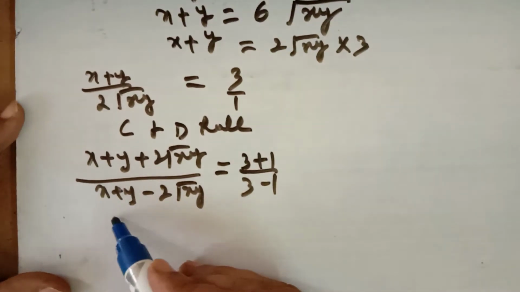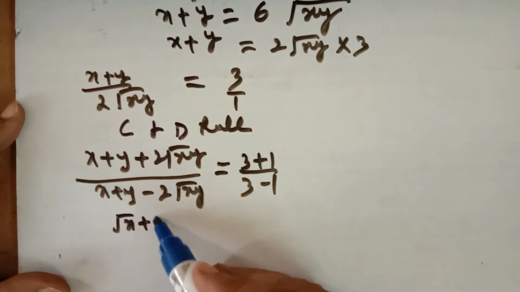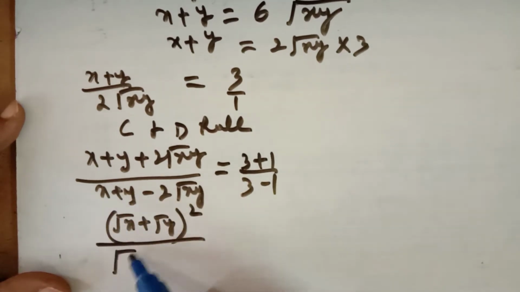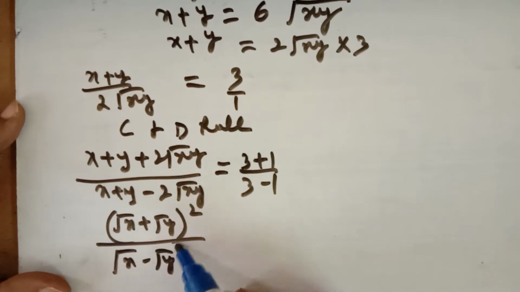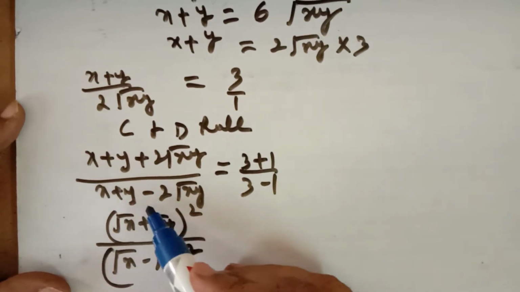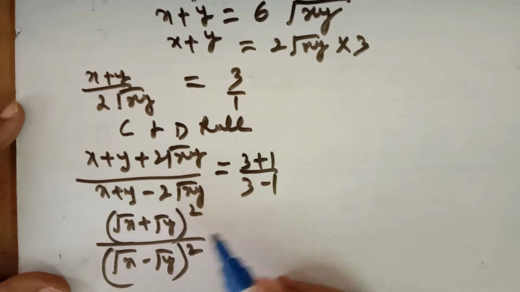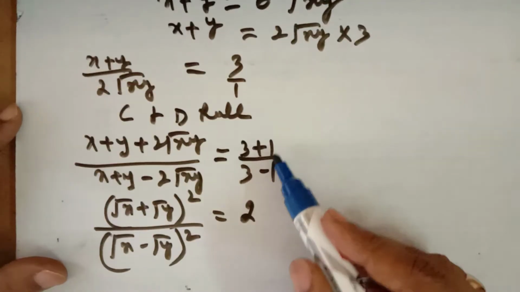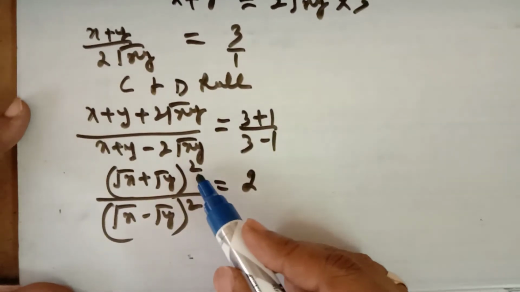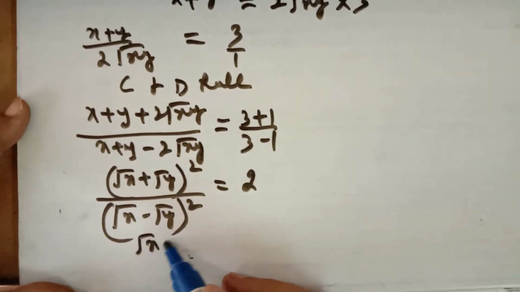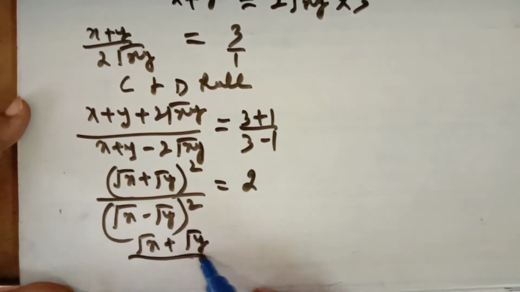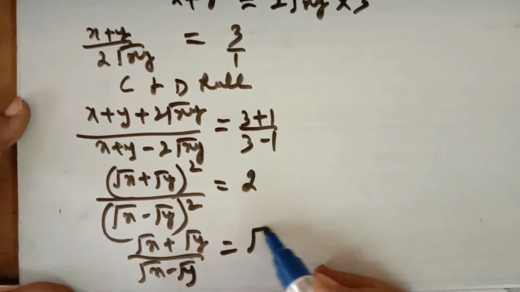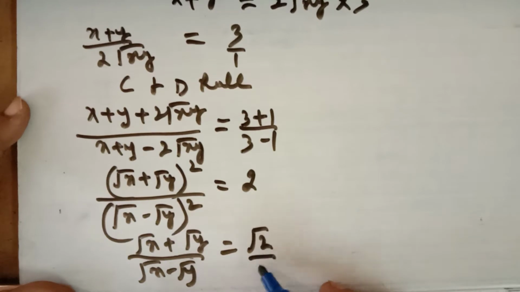Now if you see the left hand side, it is the whole square of root x plus root y, and the whole square of root x minus root y. Root x plus root y whole square and root x minus root y whole square, equal to 4 upon 2, that is 2. If you remove the square here, it will be root x plus root y upon root x minus root y equal to square root of 2 upon 1.